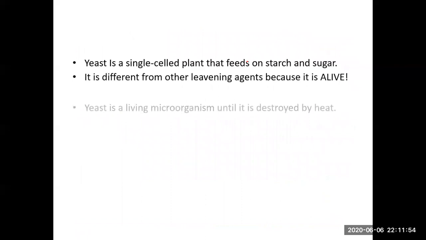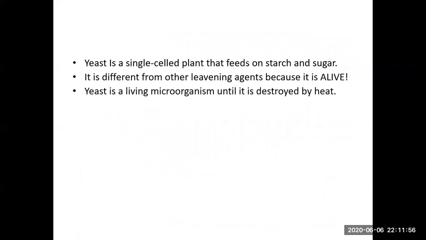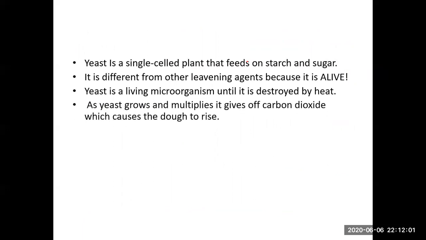Then our next one, called the biological leavening agent, will now be started. This biological leavening agent is actually yeast. And yeast is a single cell plant that feeds on starch and sugar. It's a live agent, a living thing, so we say that it's a biological leavening agent, as it has life. Yeast is a living microorganism, and it is destroyed when the temperature is raised above 200 degrees centigrade for a long time; then the yeast is dead.